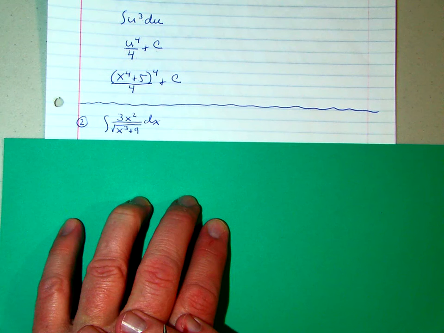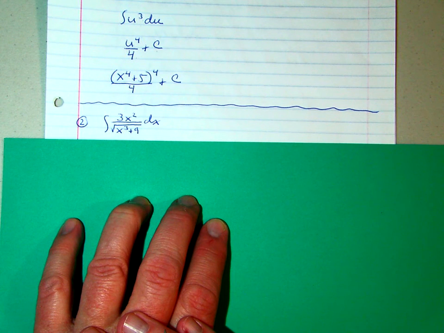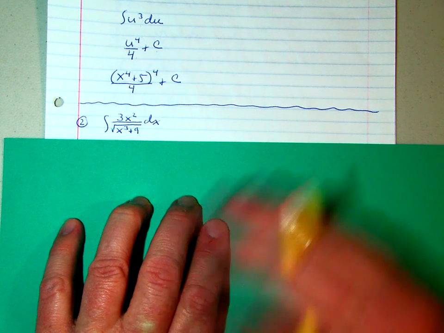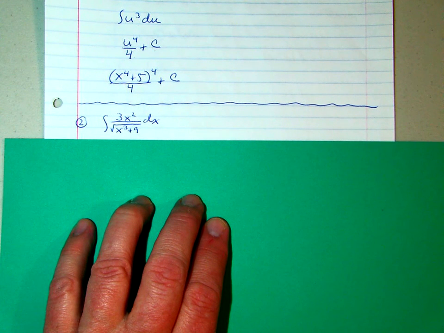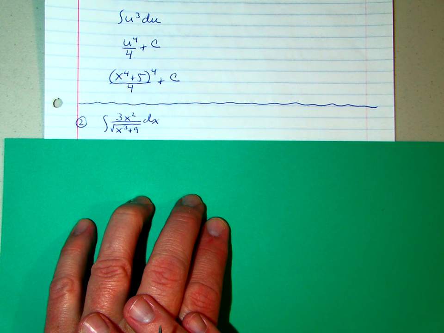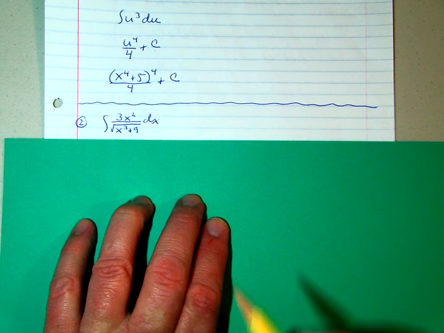We're integrating 3x squared over the square root of x to the third plus 9 with respect to x. Based on the math we know prior to today, that's something that I'm pretty sure we'd be unable to integrate. Now, applying what we did up top here, we're going to look to see what would be a good u.